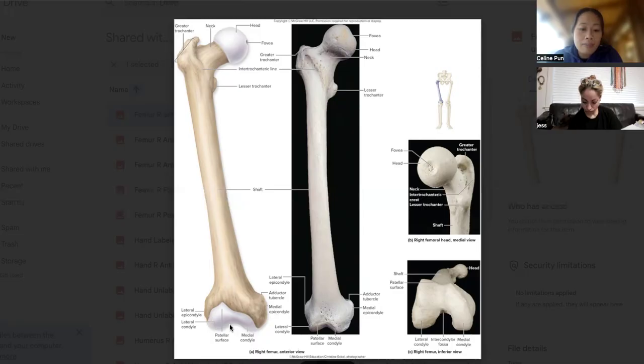And in front of the femur, there's the patellar surface, and you can imagine that's where the patella bone goes. That's the kneecap, right? Yeah, that's the kneecap.